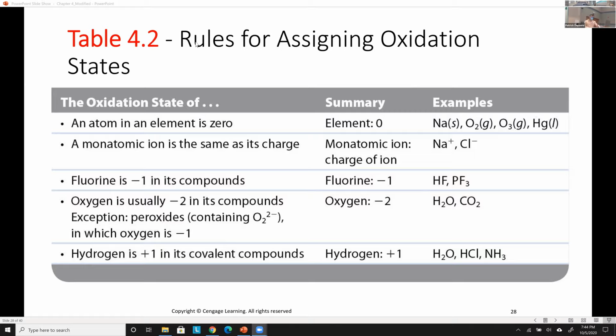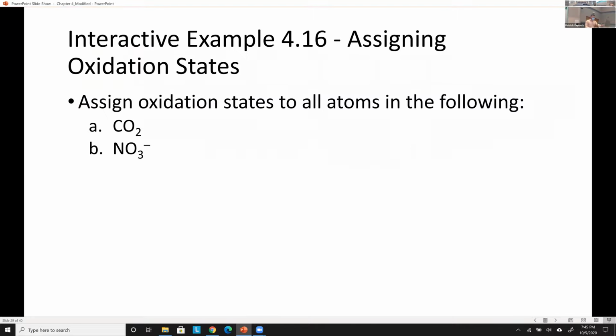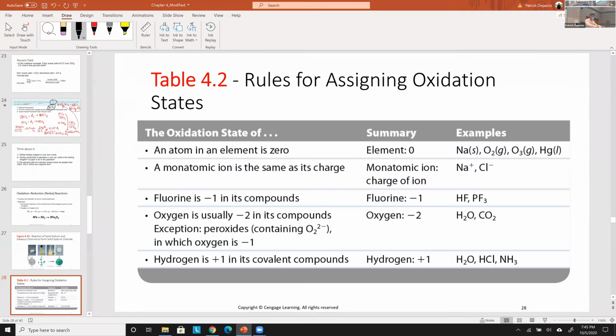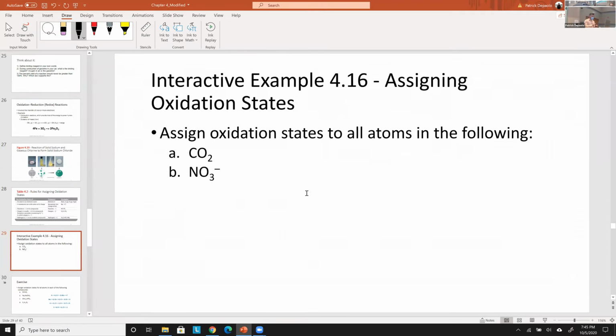So let's figure that out. It's actually really fun. It's like a puzzle figuring these out. So let's assign oxidation states. Here we go. Let's assign oxidation states to all atoms in the following. These are so much fun.